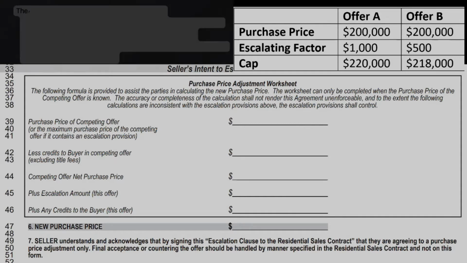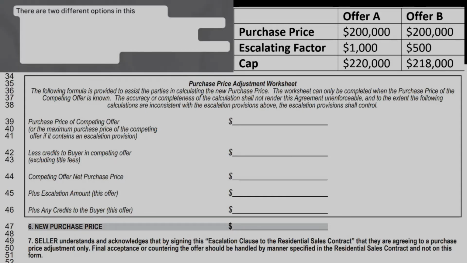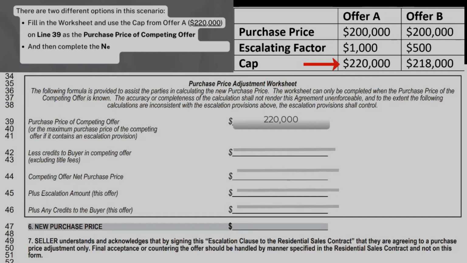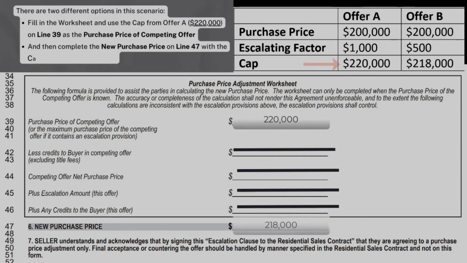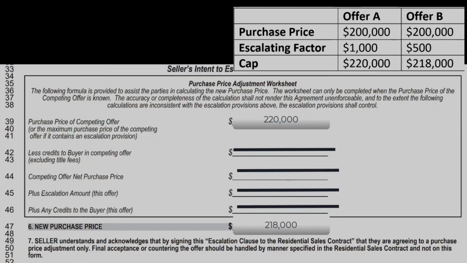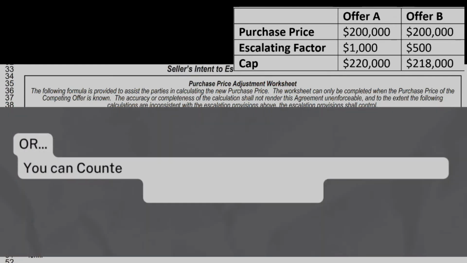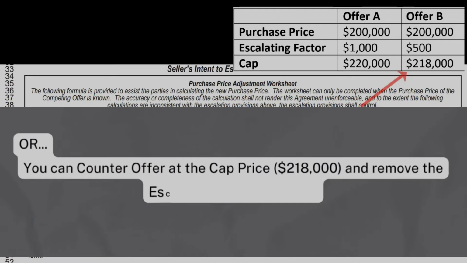You actually have two different options on how to do this. You can either fill in the worksheet and use the cap from offer A as your purchase price of competing offer. And then your new purchase price would just be the cap on this form, line 13, $218,000. Or you can counter offer at the cap price at the $218,000 and remove your escalation clause altogether.